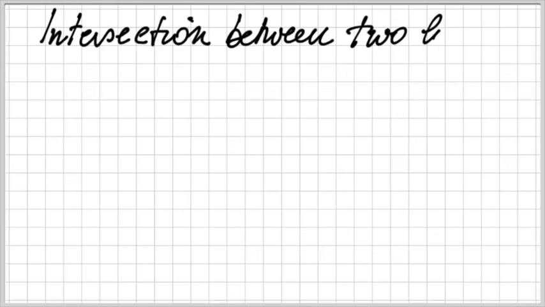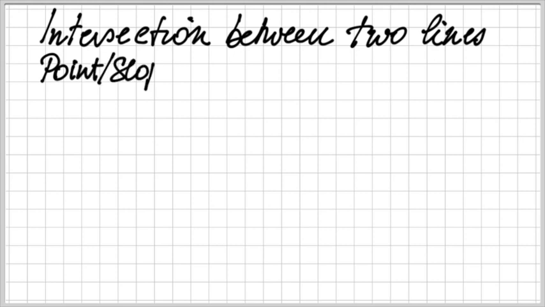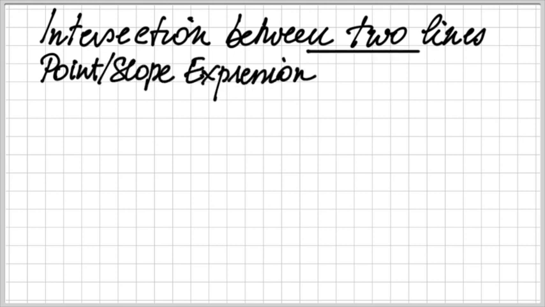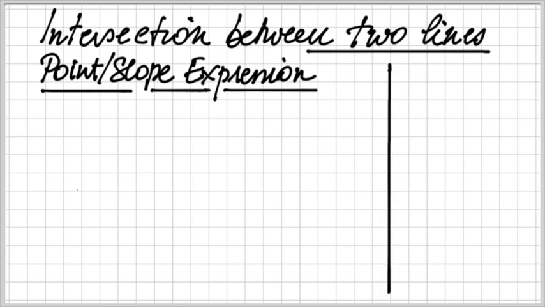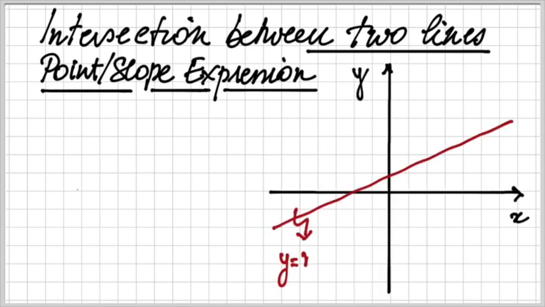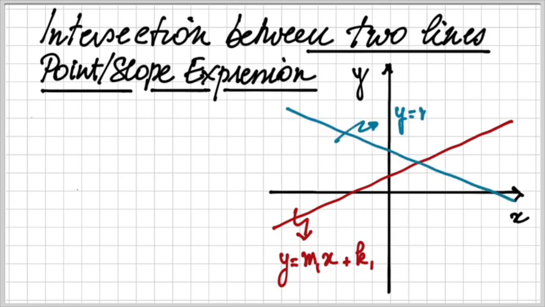So let's have a look at the problem. We want to have an intersection between two lines given in their point-slope expression. And when we draw this in an x and y diagram, we find those two graphs, those two lines. The first line, y is m1x plus k1, which has clearly a positive slope. And the second line, y is m2x plus k2 with a negative slope.